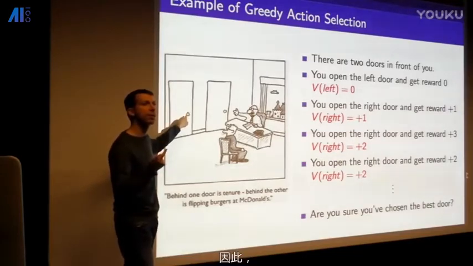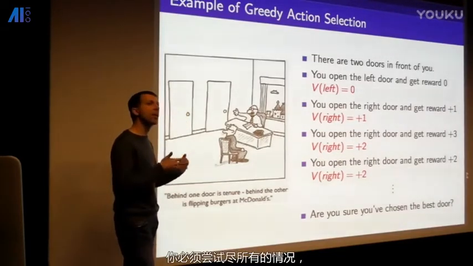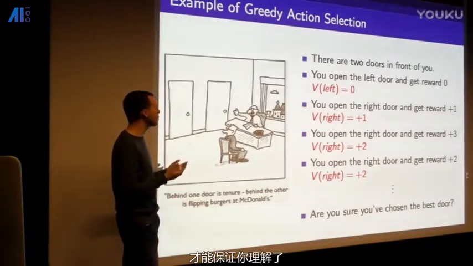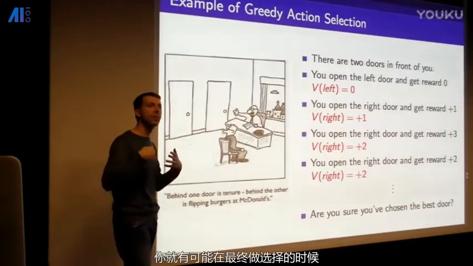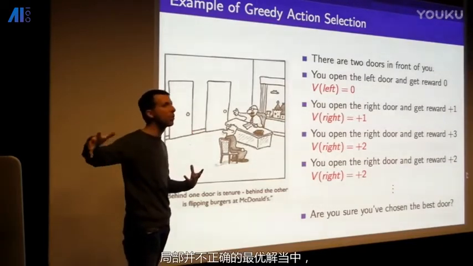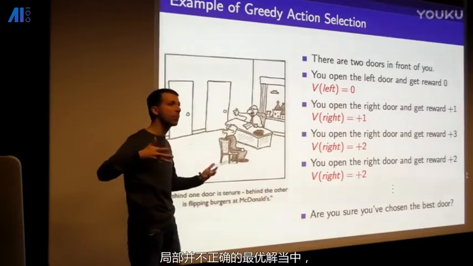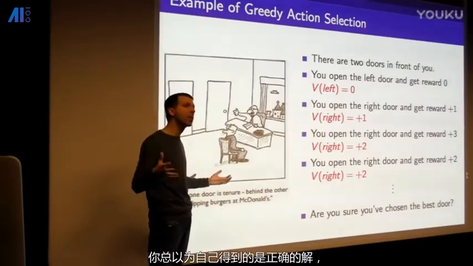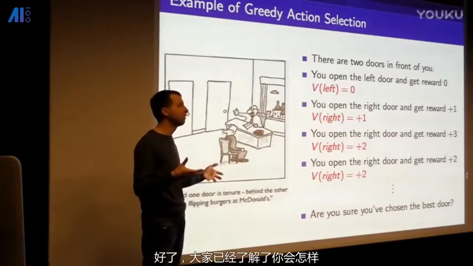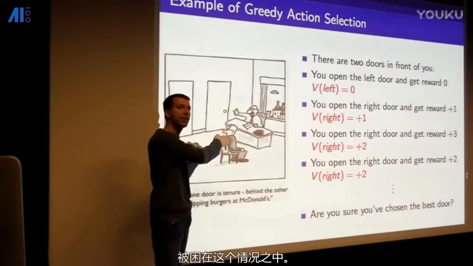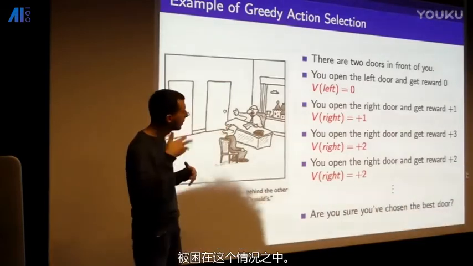We've only tried it once. And so you need to carry on exploring everything to make sure that you understand the true value of all of your options. If you stop exploring certain actions, you can end up making incorrect decisions, getting stuck in some local incorrect optimum. Your beliefs can be incorrect, and you need to carry on exploring to make sure that you really understand the values correctly. Okay, so do people see how you can get stuck in this situation and just keep on misevaluating?